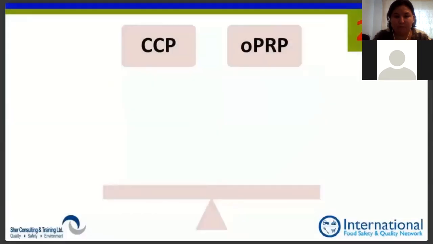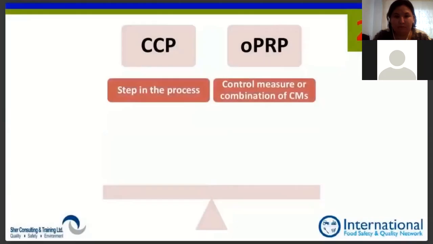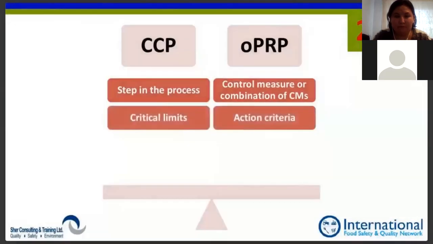So just compare CCPs with OPRPs. A CCP is a step in the process. An OPRP is a control measure or combination of control measures. It doesn't say that it's not a step in the process. It could be, but it doesn't have to be. A CCP must be. Second difference, CCPs are defined when we monitor them according to critical limits, OPRPs according to action criteria.